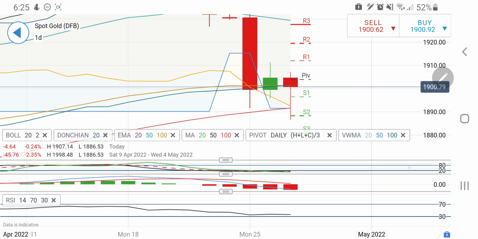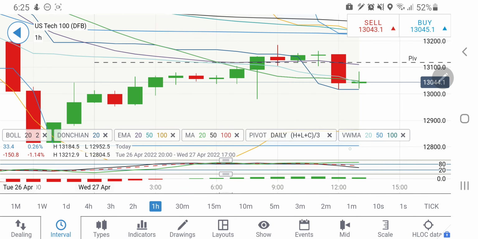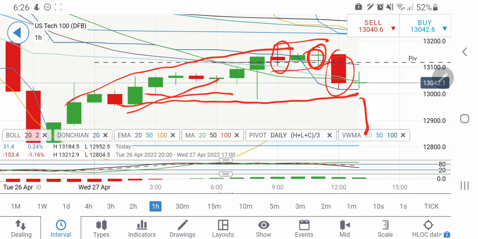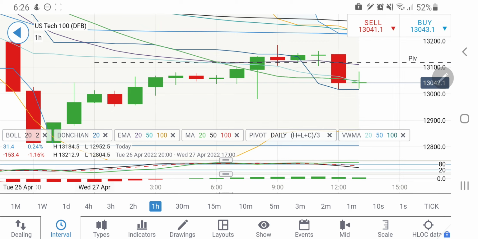Now let's have a look at NASDAQ 100. NASDAQ 100 on the hourly charts. Probably after this retracement, this is the reversal probably, and this is also reversal probably. It is trying to give a couple of reversal candles. That is why we have seen a sharp red candle. Now if it drops below 13,000 levels again, and specifically 12,970, we can see a sharper drop again, which will try to take it towards 12,800 levels.